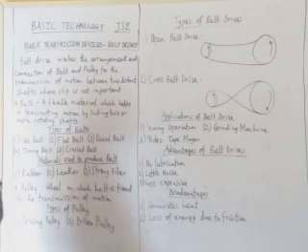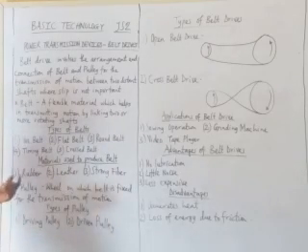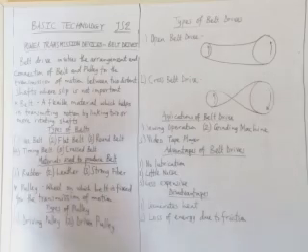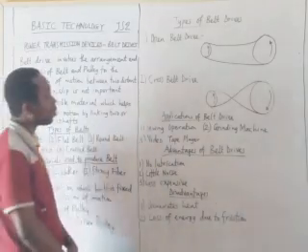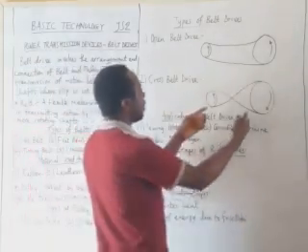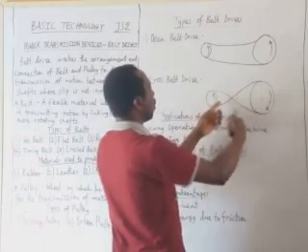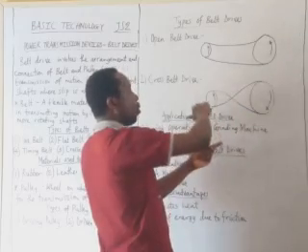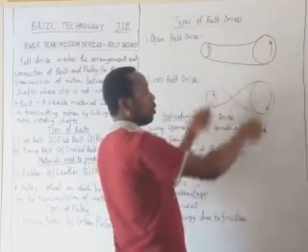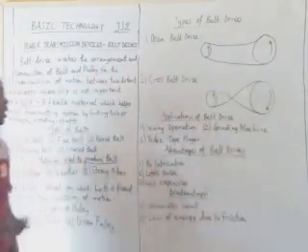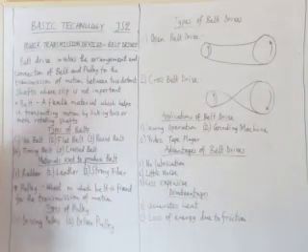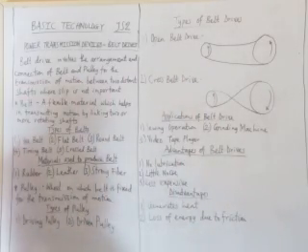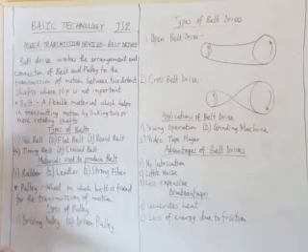When the driving pulley rotates the driven pulley in the opposite direction, we say the belt drive is called a cross belt drive. If we look at this direction, you can see this one is rotating clockwise, while this one goes anti-clockwise. You can see the two of them move in opposite directions. That is what we call our cross belt drive. Having said that, let's quickly talk about applications of belt drive.